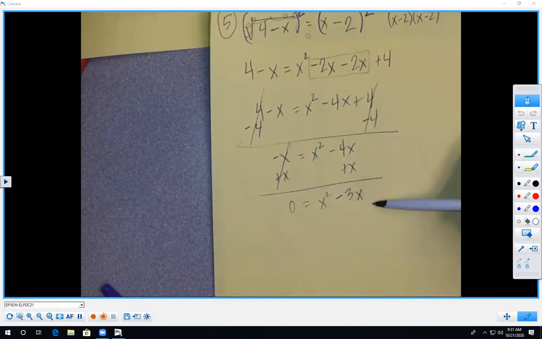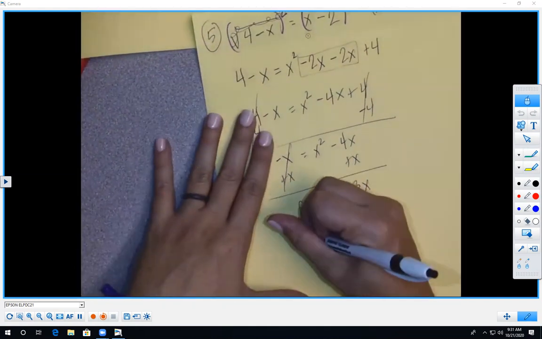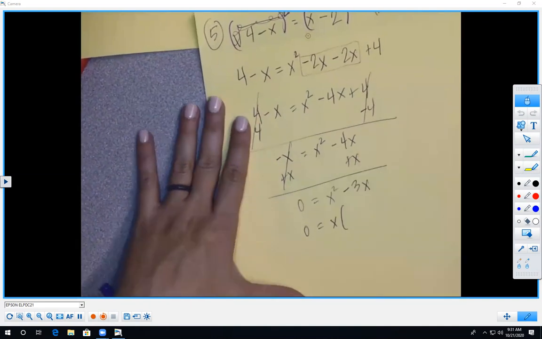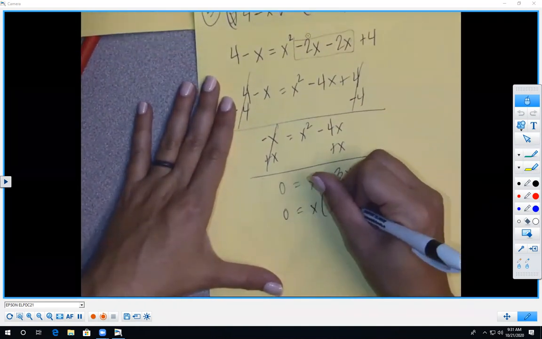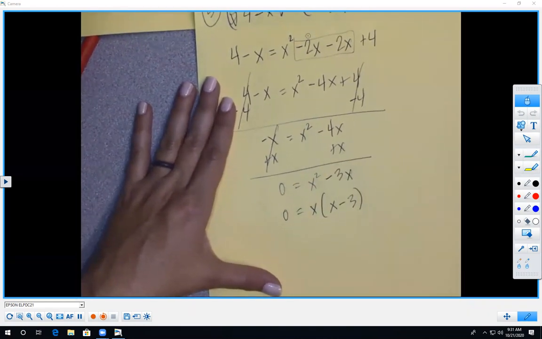This actually factors a whole lot easier. This is just a GCF factoring problem, right? What's the greatest common factor with x squared and negative 3x? X. So I can pull out an x. What's left over when I pull out an x? X minus 3. Once you have it factored, how do you solve it?